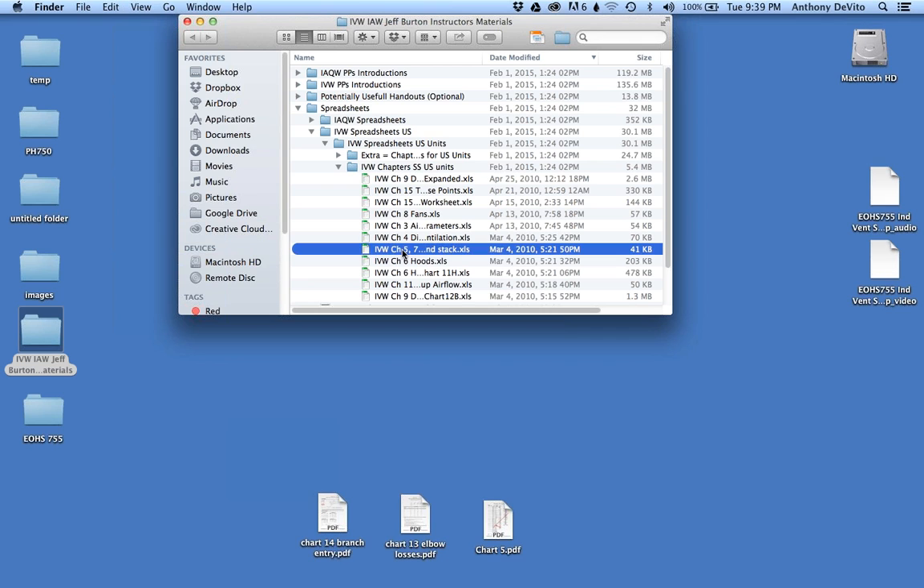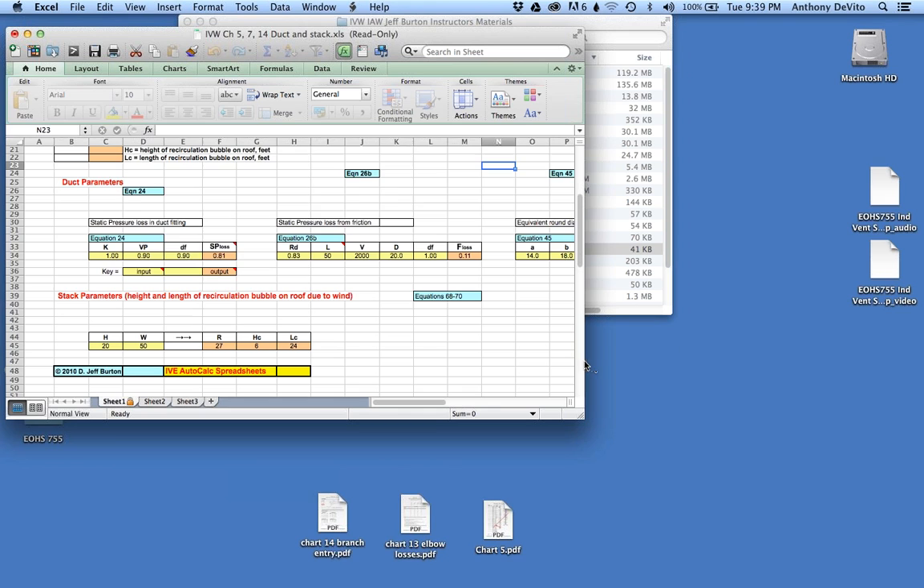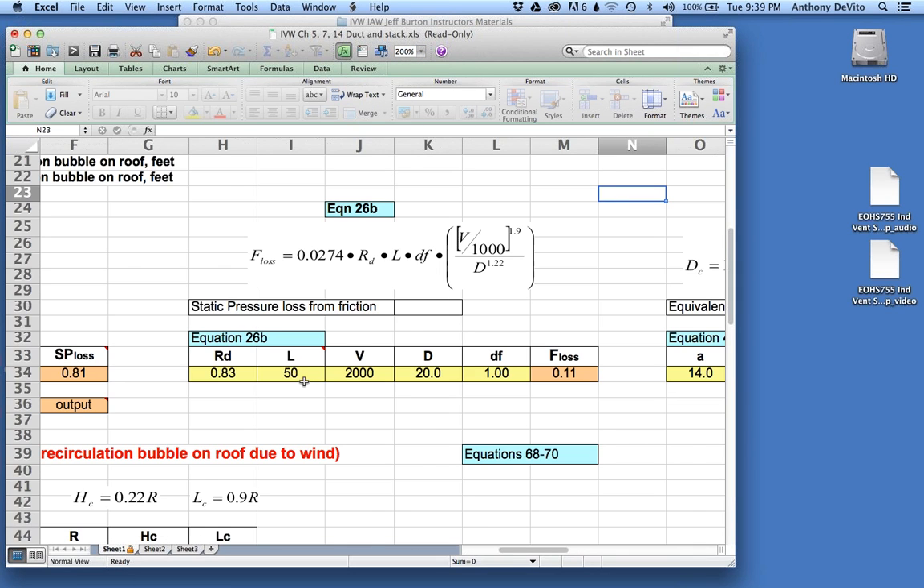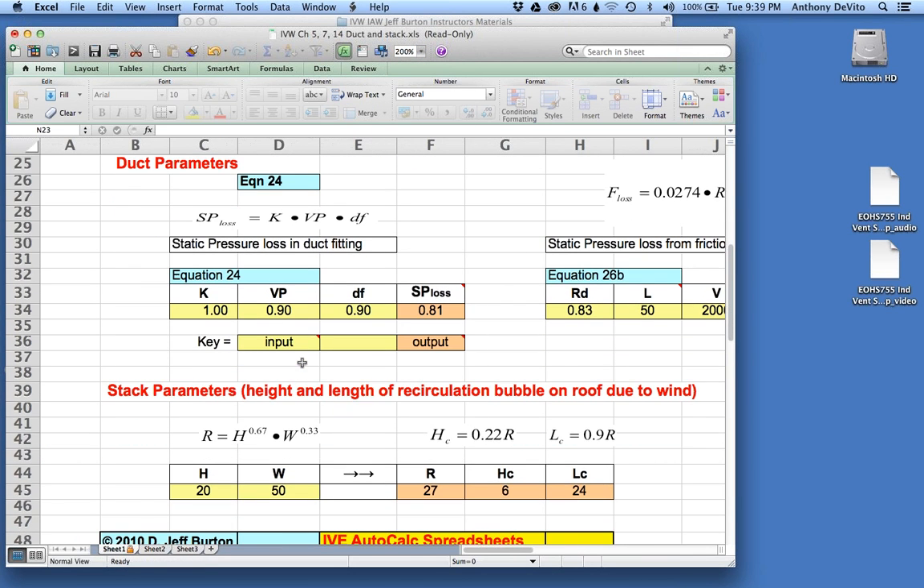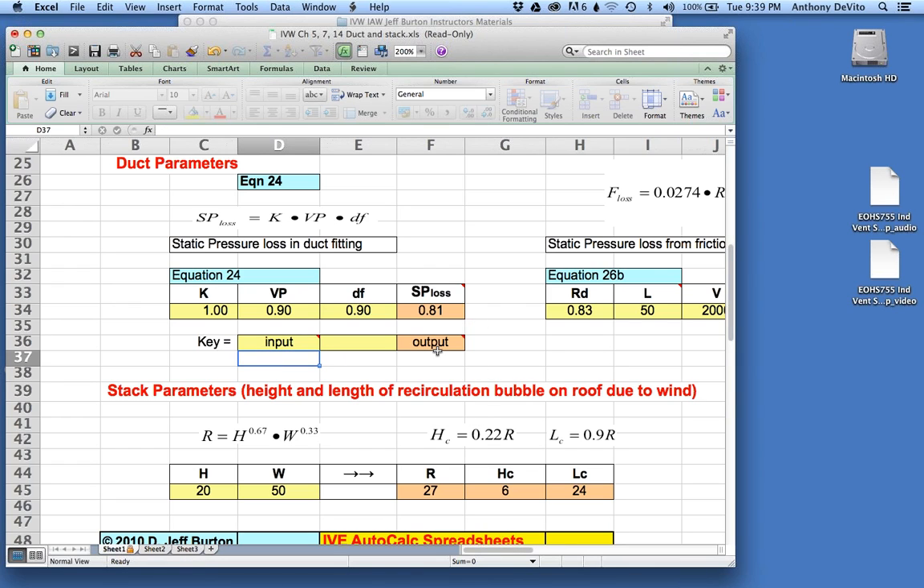Here we go. It's chapter 5. So this spreadsheet is the calculations that are associated with the chapter that we just worked on. You'll notice, I'm going to blow this up, that they're set up so that there's yellow and orange cells here. The way that you would use this spreadsheet is the yellow cells represent an input, a number you could put in. The orange represents the output or the results of the calculation.